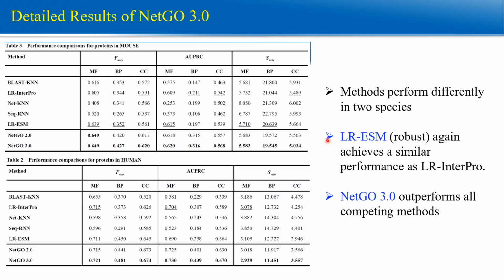Here we also explore the performance of different methods over two model species, human and mouse, to make a species-specific analysis. It's clear that all methods obtain a better prediction performance on human than mouse. LRESM achieves good performance among component methods in two species, which highly indicates its robustness. Once more, NetGO 3 achieves the best performance.